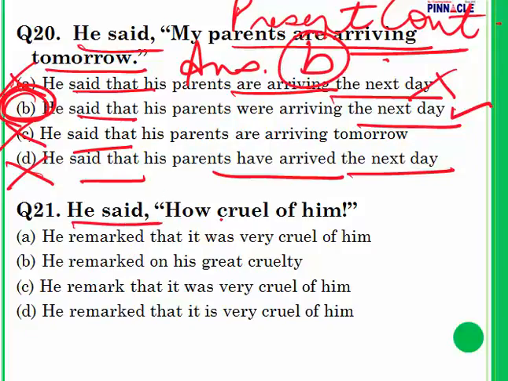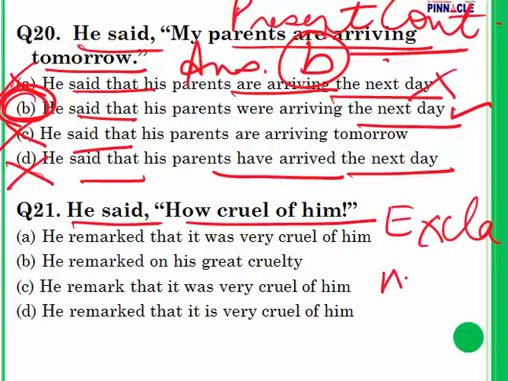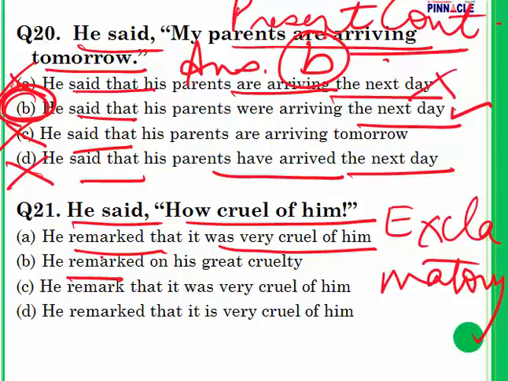Question number 21. He said, how cruel of him. This is once again an exclamatory sentence. Now let us take a look. He remarked that it was very cruel of him. First and foremost, we have remarked. C has remarked, so this gets eliminated. Fine. Next, I have the right connecting word here, that. There is no connecting word in B, so this gets eliminated.